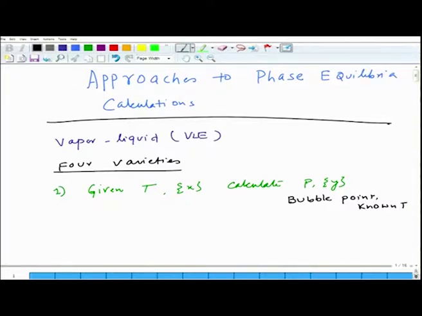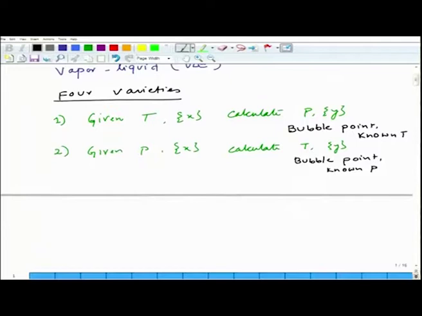Now, let us continue with another case where, given pressure and liquid composition, calculate temperature and composition. So, this is again bubble point, but for known P. All right. So, now these are the 2 possibilities.